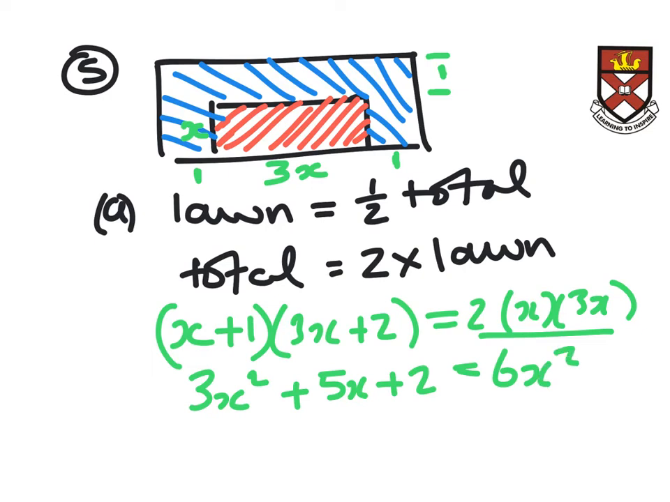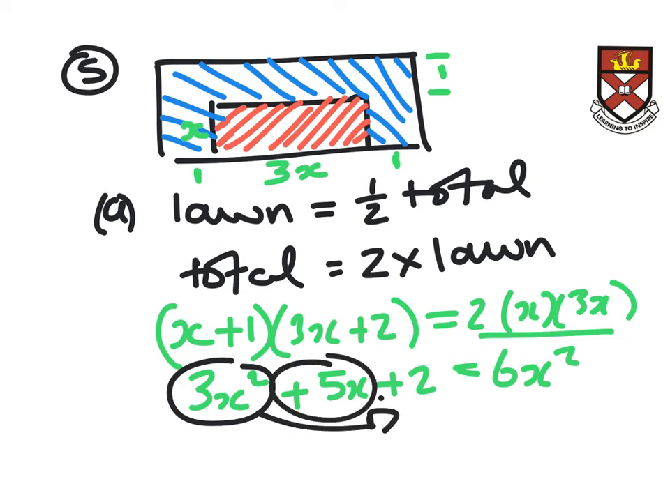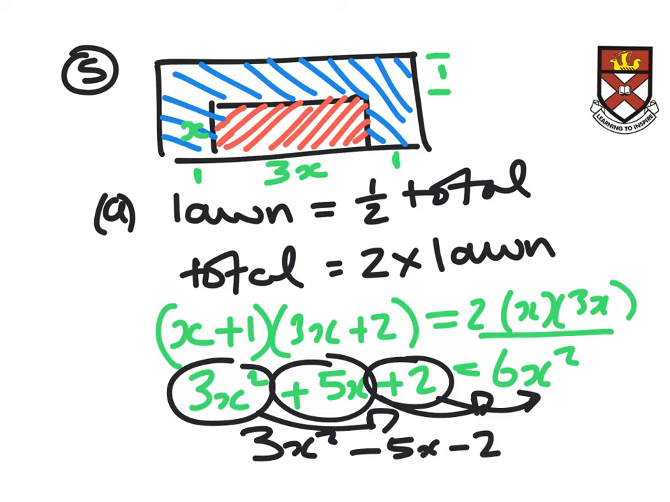2 times x times 3x is 6x squared. And then all I've got to do is take the 3x squared over, the 5x over, and the 2 over, and I'll end up with 3x squared minus 5x minus 2 equals 0. Just as the question asked.